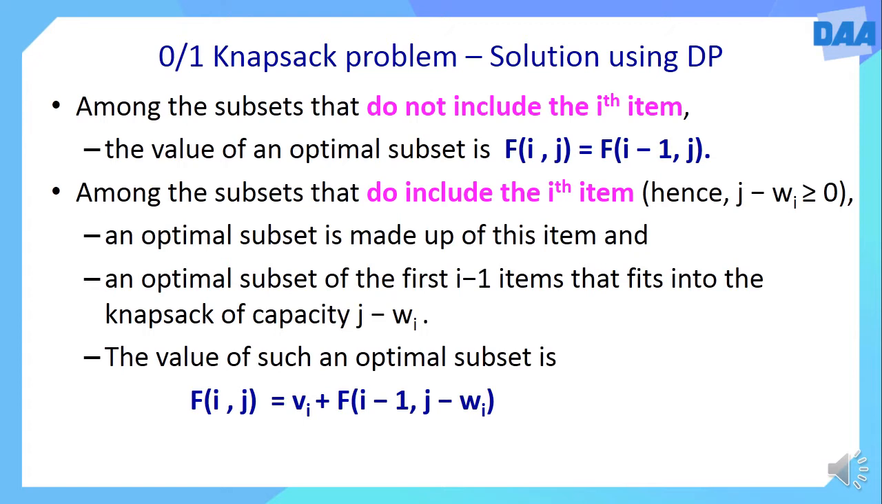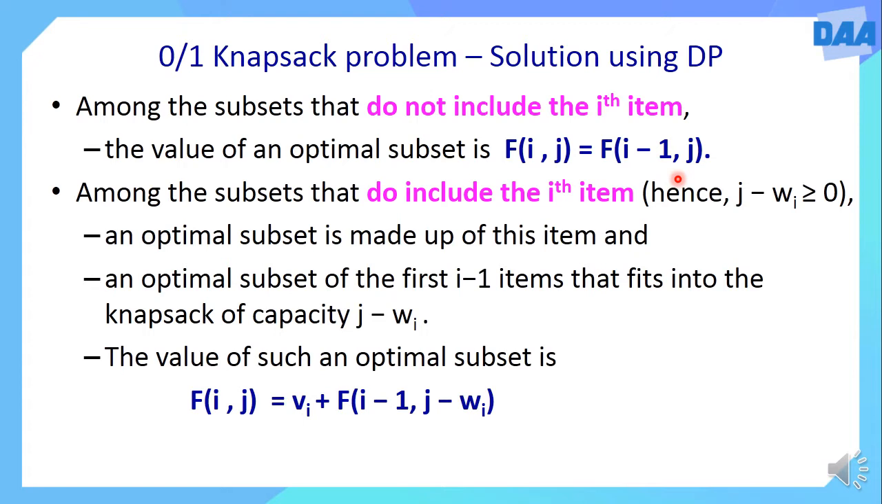Suppose the subset of items in the optimal solution does not contain the ith item. So for the computation of f of i,j, we are not considering the ith item. So f of i,j is equal to f of i minus 1, j. The optimal solution for f of i,j is equal to f of i minus 1, j, because we know that the optimal solution does not contain the ith item. That is why this relation comes into the picture.